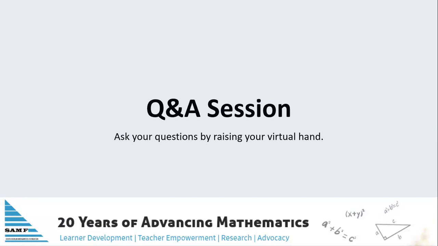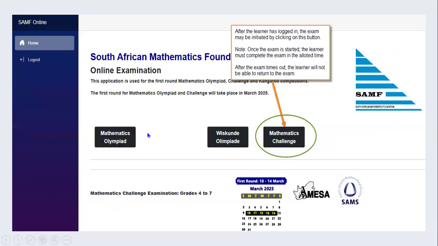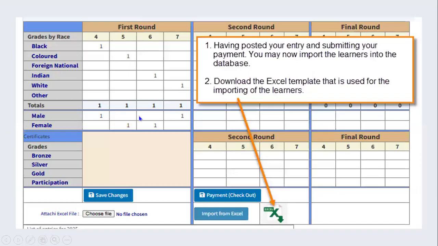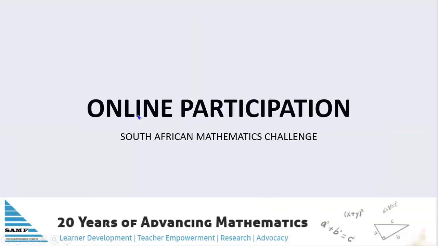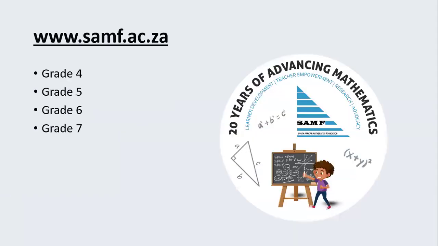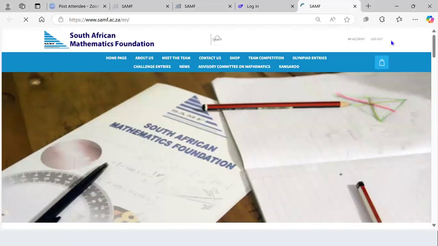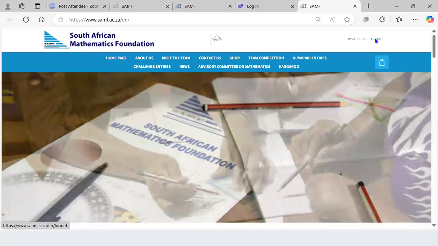Okay. If I go back to my first presentation, my first slide, the online participation, that will be this slide. The first thing that you have to do is go to our website, if you remember. The most important thing is you must log in first using the email. I believe that you have created, you are now a user on our website.